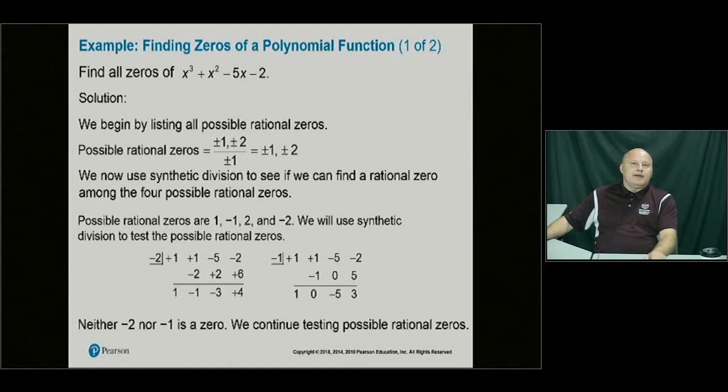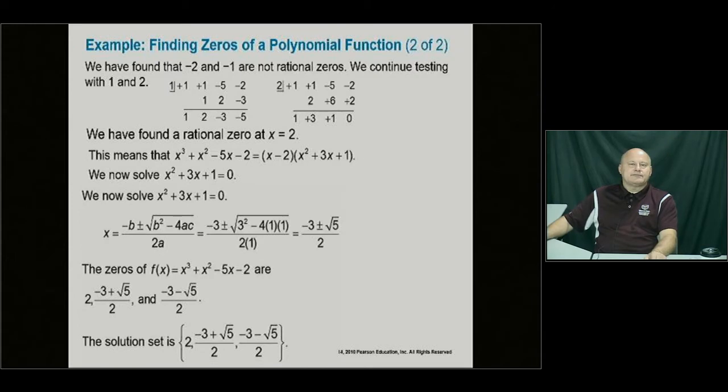So neither -2 nor -1 is a 0. We continue testing possible rational zeros. So we found -2 and -1 are not zeros, so we continue testing the 1 and the 2. I tested the 1, and I get what? It's going to be -5. And again, -5 is not 0, so by the factor theorem, that 1 is not a 0.